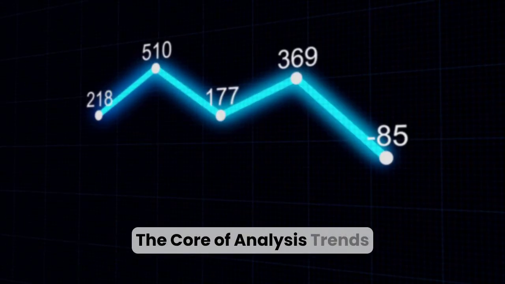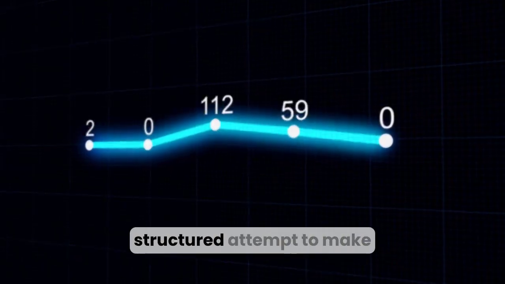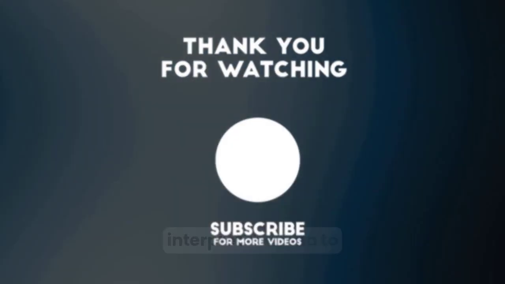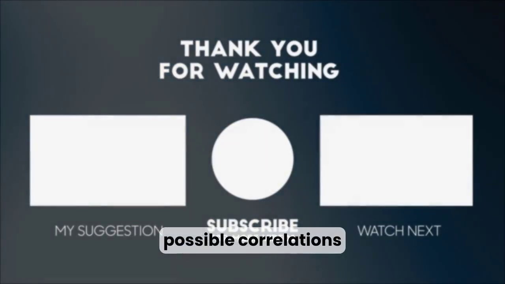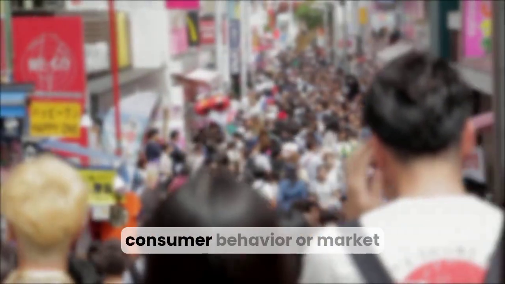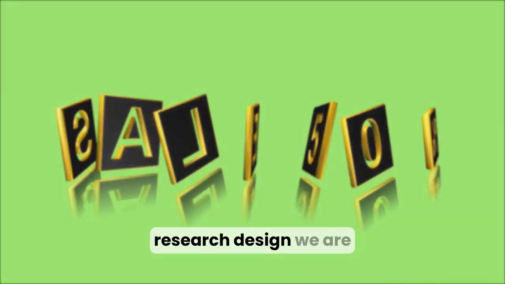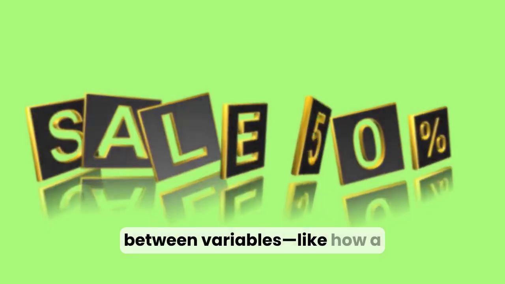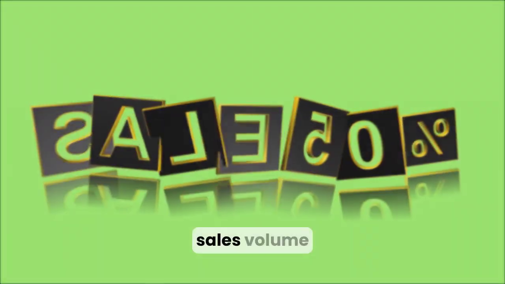The core of analysis: trends, patterns, and correlations. The actual analysis is a structured attempt to make sense of the information. Our primary goal here is to interpret the data to determine trends, patterns, or possible correlations. We are looking for the story the data is telling us about consumer behavior or market shifts. For example, in a causal research design, we are specifically looking for cause and effect relationships between variables, like how a change in price directly correlates with a change in sales volume.